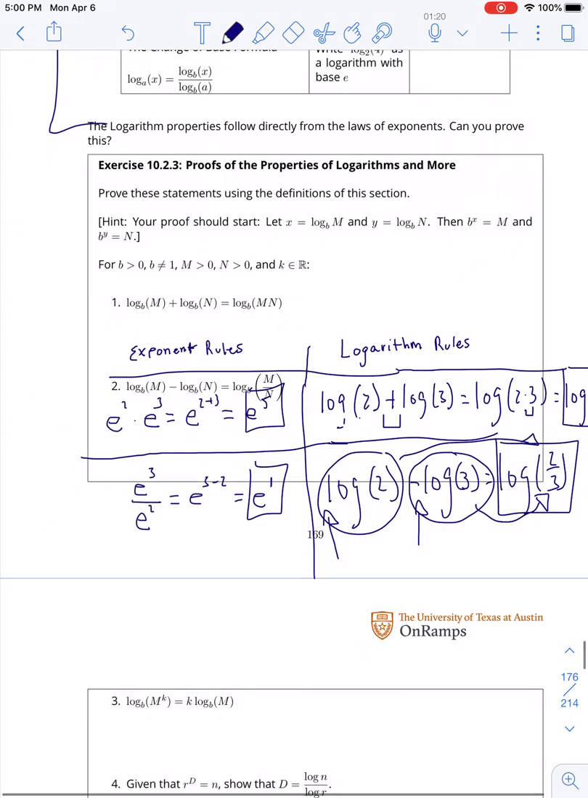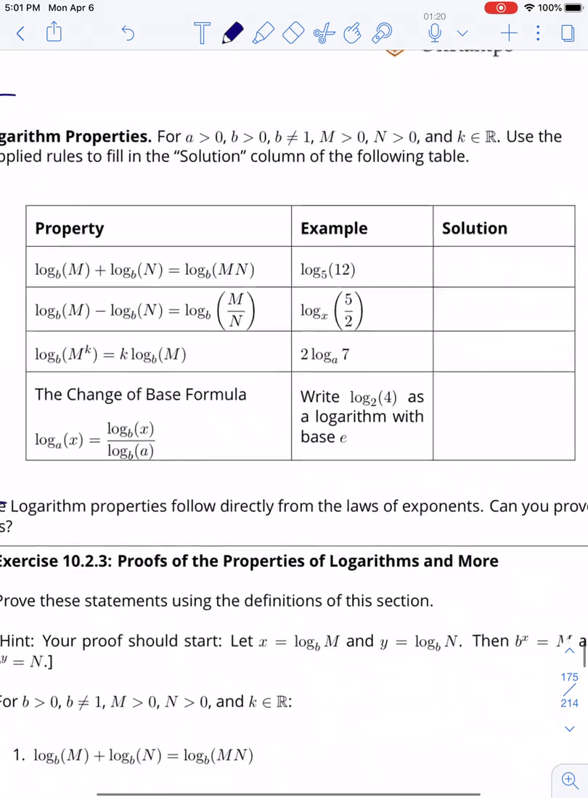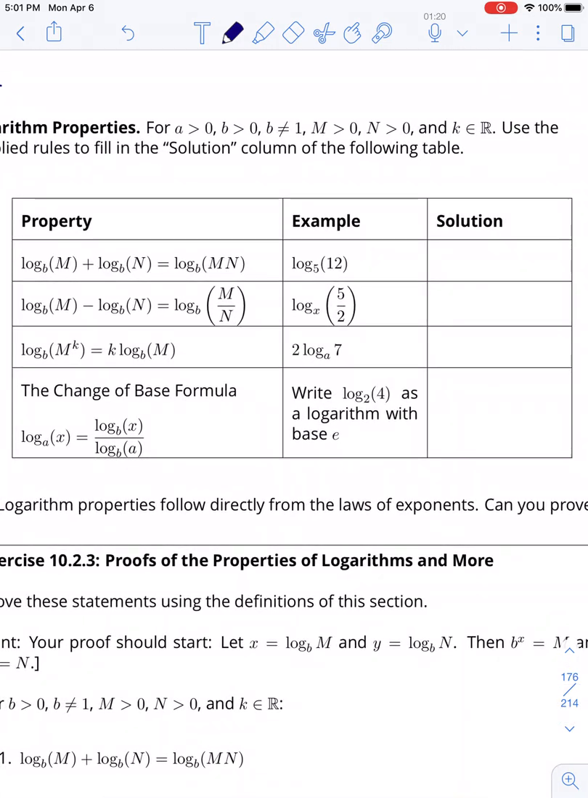So in exponents, when you multiply, you add the exponents. In logs, when you add, you multiply the numbers inside. That's where the inverse comes into play. So if we check out the box, they give us a property, an example, and ask us for a solution. They give us the property when two logs are adding. You multiply the m and the n, the inside parentheses.